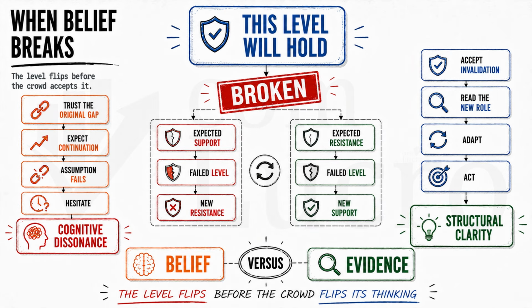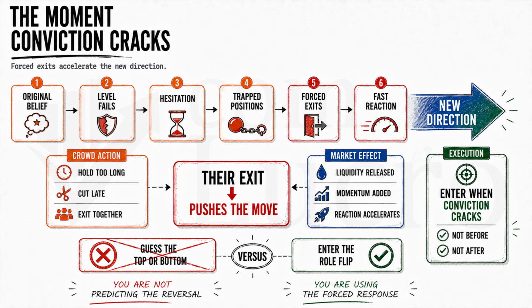This model is powerful precisely because it captures a moment of broken belief. Traders who trusted that original gap bought it expecting support to hold. When price closes decisively through it instead, the level they were counting on flips against them, and their assumption is suddenly wrong. That is the setup for cognitive dissonance. The chart no longer matches what they believed, and they hesitate instead of acting. That hesitation is what makes the reaction so sharp. As price rejects the failed level, those trapped traders are forced to cut positions, and their exits push price in the new direction with real speed. You are not guessing at a top or bottom. You are entering the instant the crowd's conviction cracks, and their forced selling or buying does the work for you.